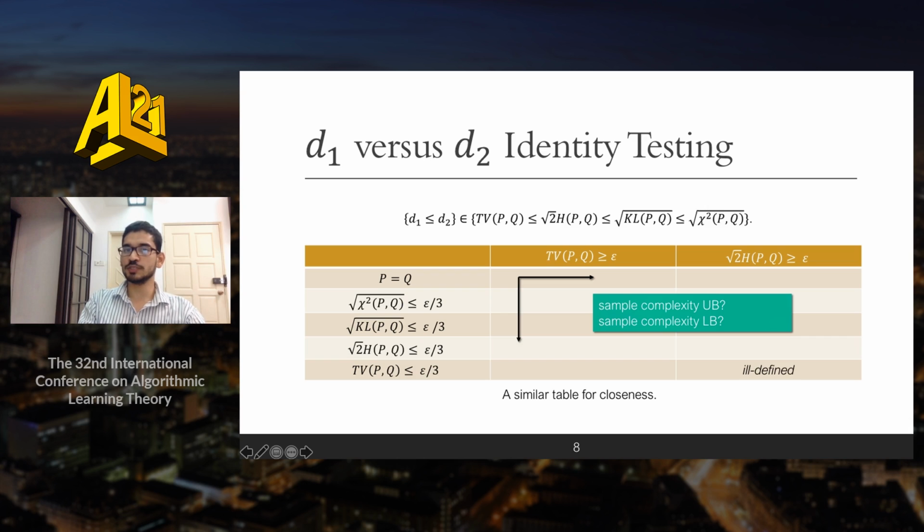So we'll be making two such tables, one for identity testing and a similar table for closeness testing. Here I have omitted the columns for KL and chi-square because it is known that the simple problem of non-tolerant testing becomes harder for these distance functions KL and chi-square, and it is not possible to solve this problem in any finite number of samples.